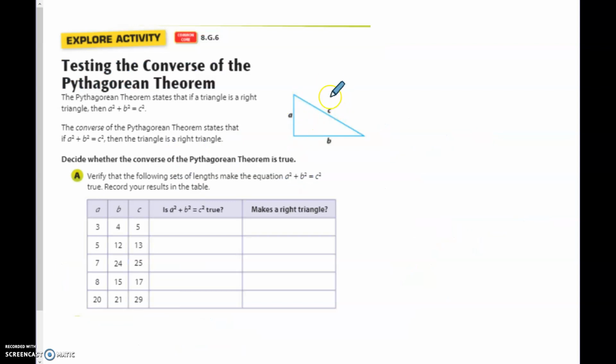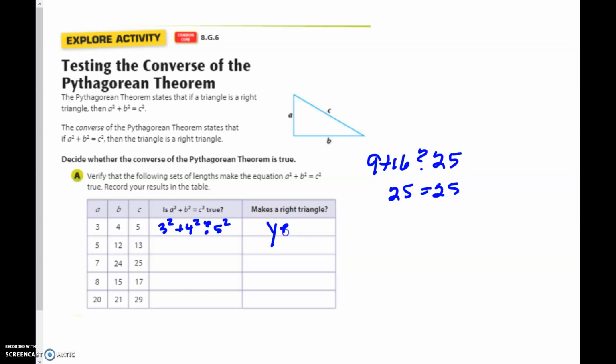Okay, so here, do you see how we have A, B, and C, but we don't know, is this right or is it not right? So then they give us numbers 3, 4, and 5. No matter what, whenever they give you the numbers, the biggest number has to always be your C. So 3 squared plus 4 squared, and we want to know, does that equal 5 squared? So that's 9 plus 16, and does that equal 5 squared, which is 25? So 25 equals 25. So yes, this is a right triangle.